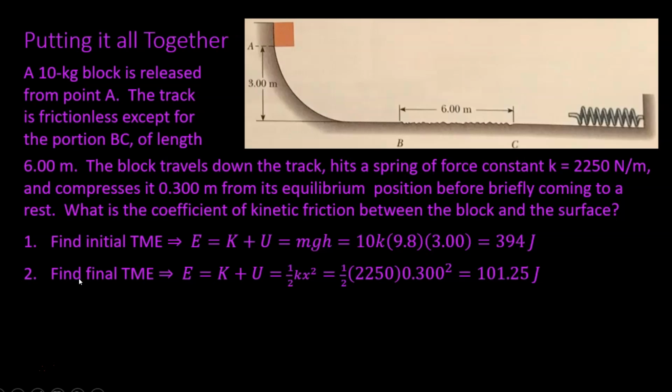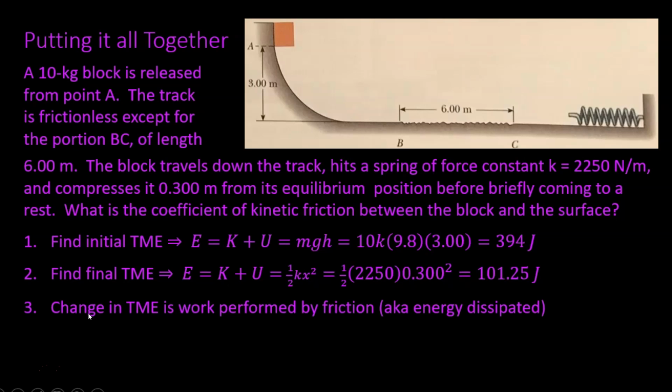Second step, we need to find the final total mechanical energy of the block when it has compressed the spring and has come to a rest. This is our total mechanical energy equation. However, because the block is at rest, there is no kinetic energy, and because it's at ground level, which is our 0 reference point, it has no gravitational potential energy. It only has elastic potential energy. And so the elastic potential energy is 101.25 joules.